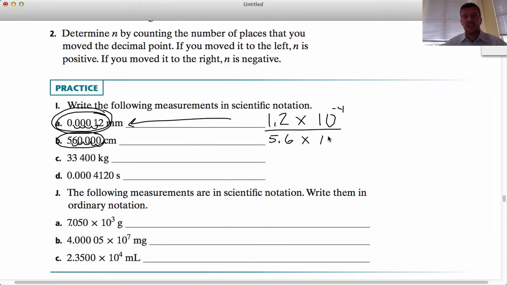Now I've got times 10 to figure out what the power of 10 is. I count how many times I moved that decimal point. 1, 2, 3, 4, 5. It's a big number. So 5.6 times 10 to the 5th gives me that same exact value. Different form, same value. Okay?